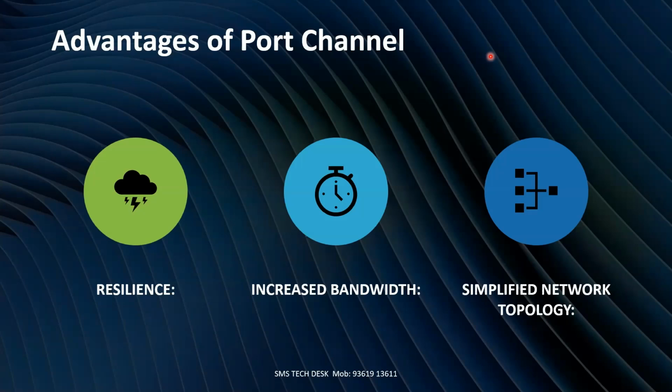The 10 Gbps physical will be logically converted to 20 Gbps, because each physical port has 10 Gbps bandwidth capacity, and I'm just combining two physical ports. So 10 plus 10, I'm just saying for example, changes to 20 Gbps logically. So that is increased bandwidth. Then the next one is simplified network topology. We can maintain a loop-free topology by using this port channel. These are the advantages.